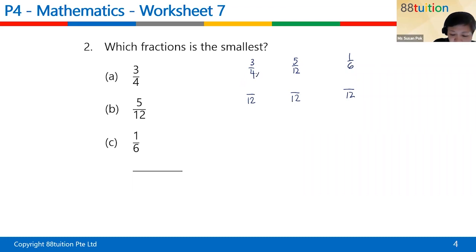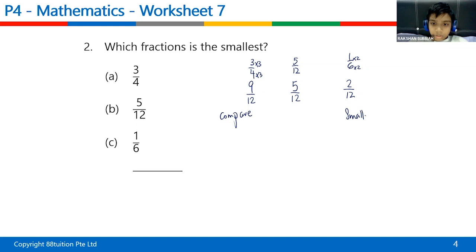So to change this to 12, I have to multiply this by 3. I multiply this by 3. Okay. And the third fraction, to make them common, to have a 12, I do 6 times 2. 1 times 2, that will give me 2. So now we have a common denominator. We can actually compare the numerators, right? So 2/12, 9/12, 5/12, and 2/12. Which one will be the smallest one? 2/12. Very good. So this is the smallest fraction you can see.